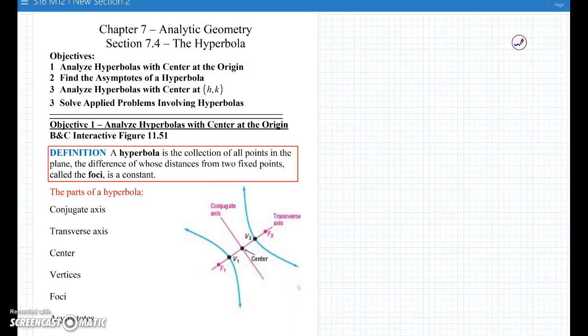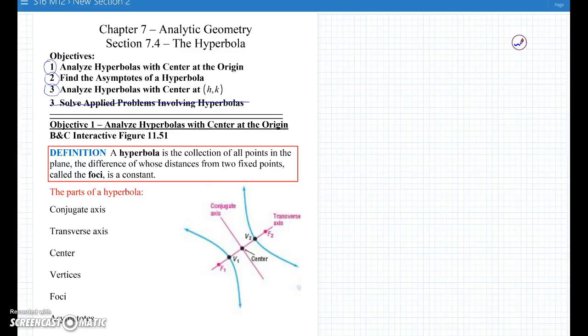So I wanted to tell you a little bit about hyperbolas before we study about them in class. So this is going to be part one, where I'm going to talk about the hyperbolas with the center at the origin, so objective one. And we'll talk about the asymptotes. But then in the second movie, I'll talk about analyzing hyperbolas with the center at (h, k).